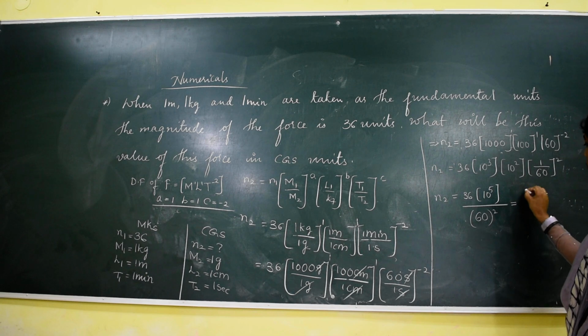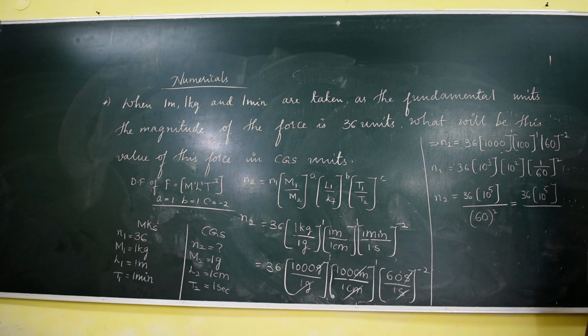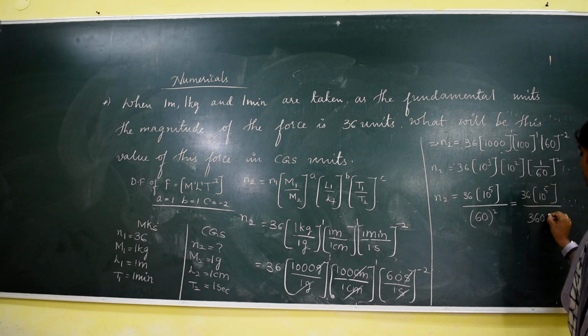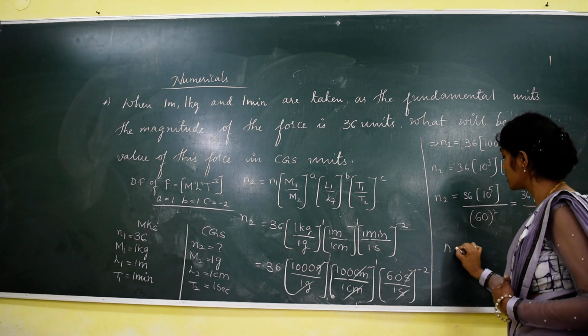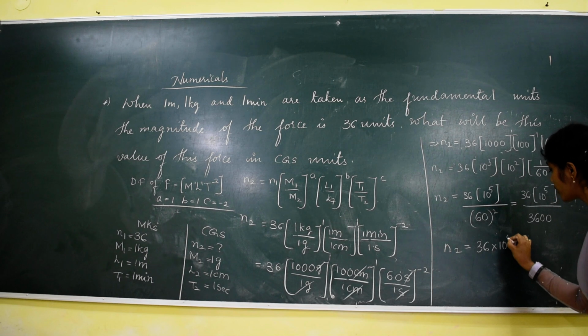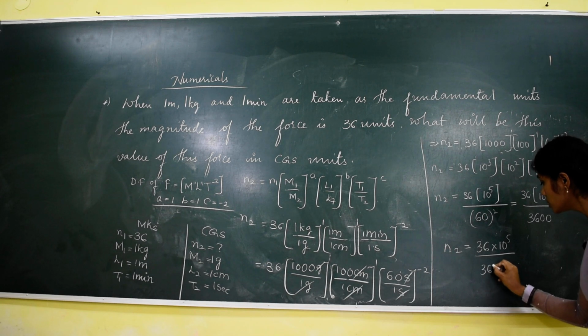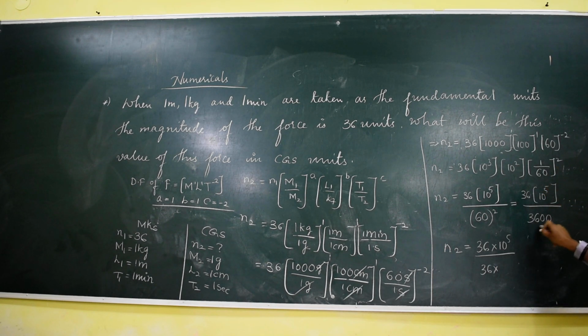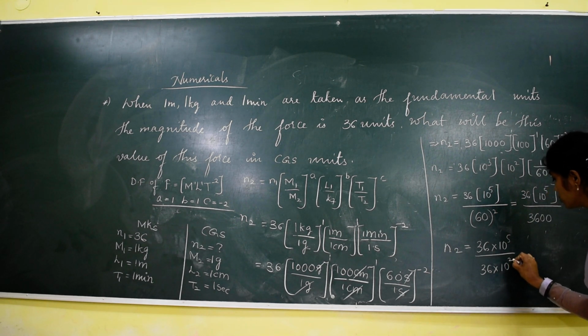So this is equal to 36 into 10 raised to 5 divided by, so here you have 60 square, so you have to do 60 into 60. So 60 into 60, you will get 3600. So this can be written as n2 is equal to 36 into 10 raised to 5 divided by 3600, which can be written as 36 into 100 is 3600. So for 100 we will write 10 raised to 2. So 36 into 10 raised to 2 comes.